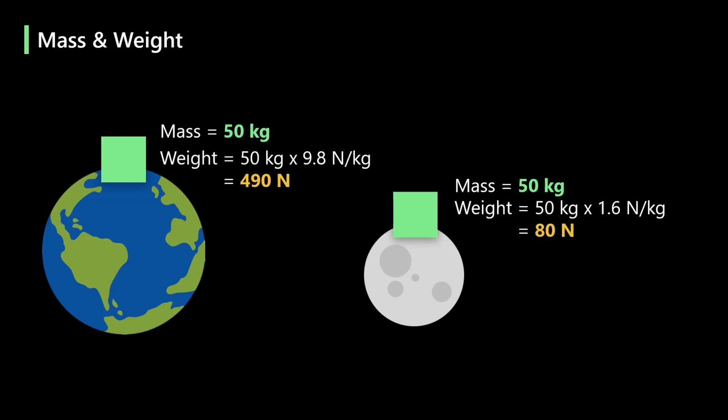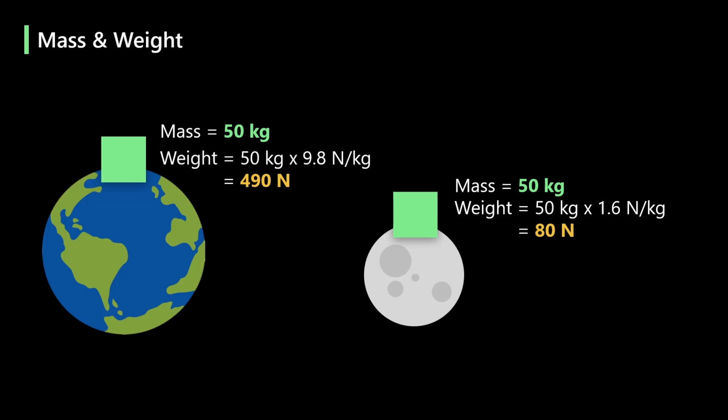From this, we can say that the mass is the amount of matter or substance in an object, measured in kilograms. Weight is the force acting on that mass due to the gravitational pull of whatever it's on. Now, weight is measured in newtons instead of kilograms.